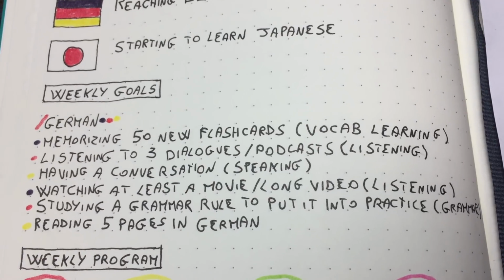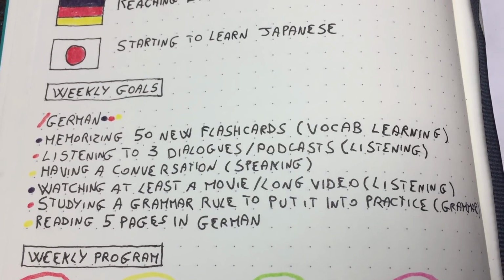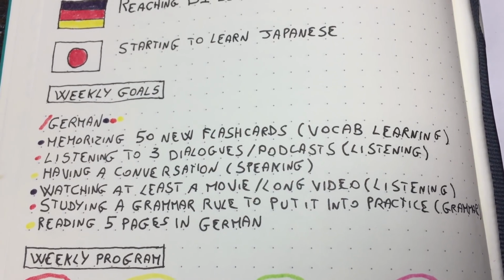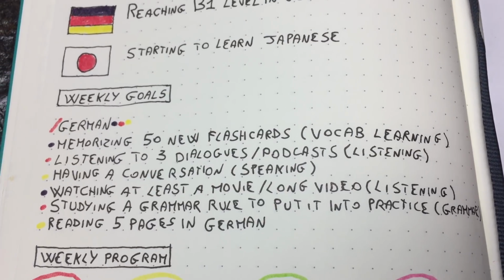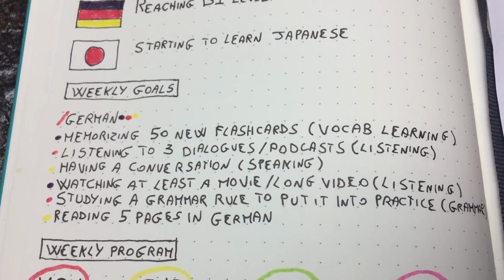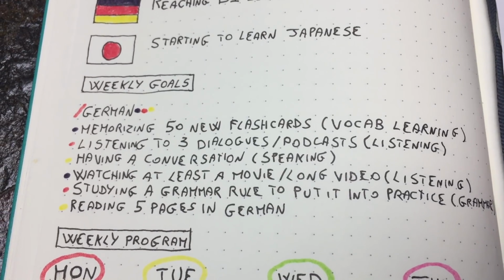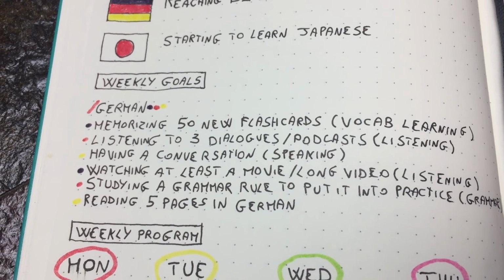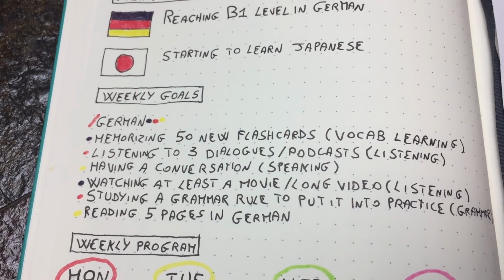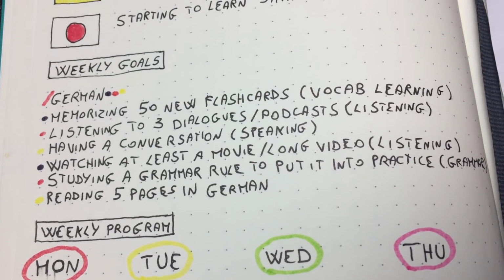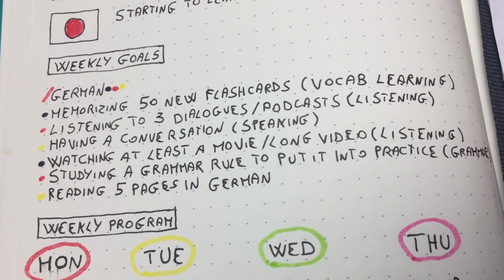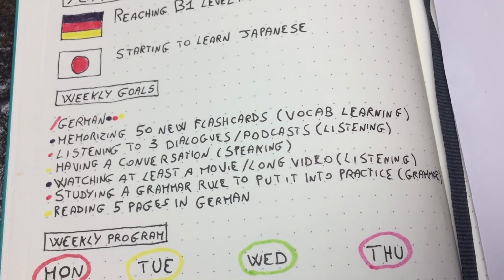In my weekly goals, I put some measurable achievement I want to obtain. As I want to learn 200 new words or phrases per month, I have a minimum goal of 50 per week, which is 10 per day if I exclude the weekend, which I use to review. Then I have 3 dialogues, podcasts in German, 1 conversation per week, and so on.